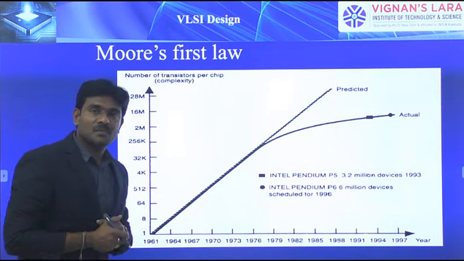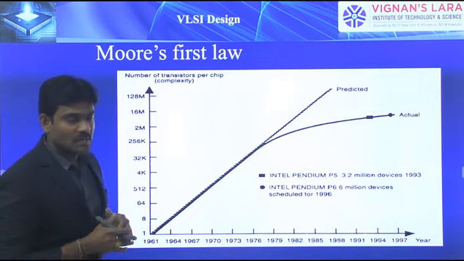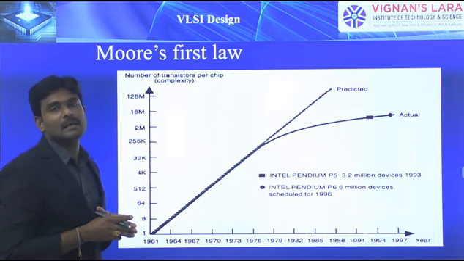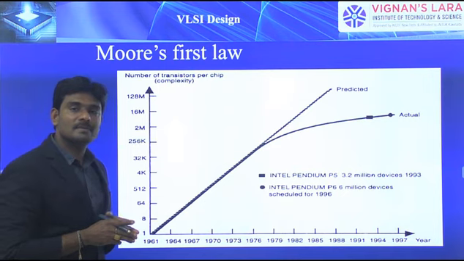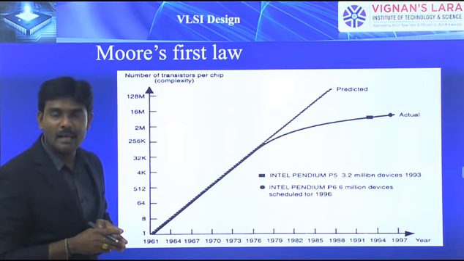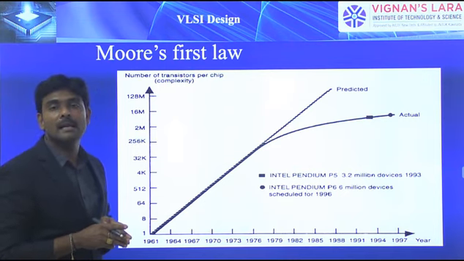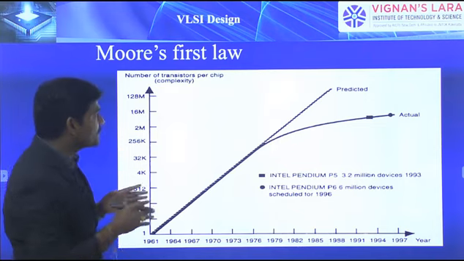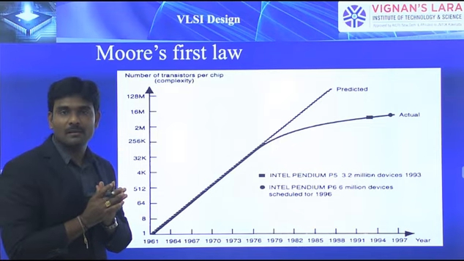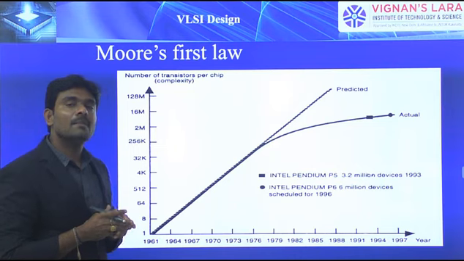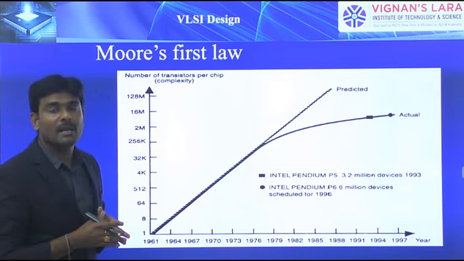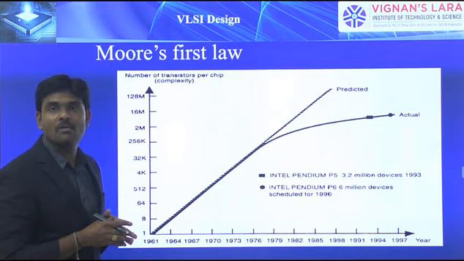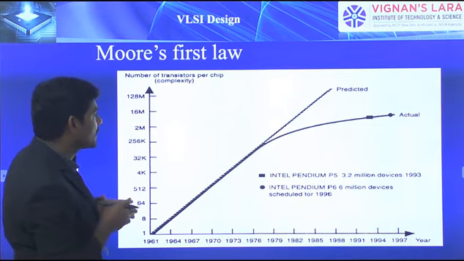And next one is Moore's first law. So what is Moore's first law? As you all know, Gordon Moore predicted that the number of transistors on an IC gets doubled every 18 months. So that is Moore's first law. Moore predicted that the number of transistors on an IC gets doubled every 18 months, 1.5 years. So that is what he predicted.